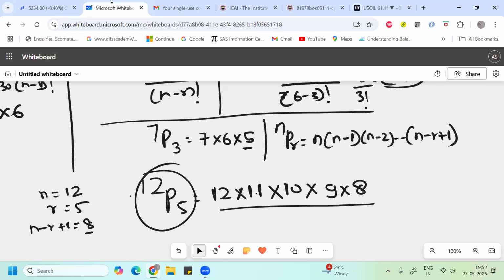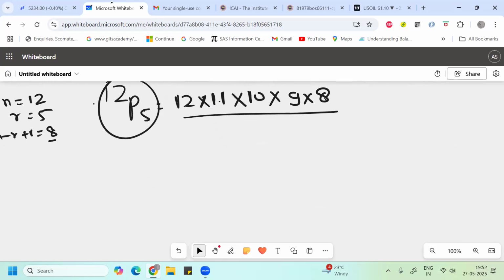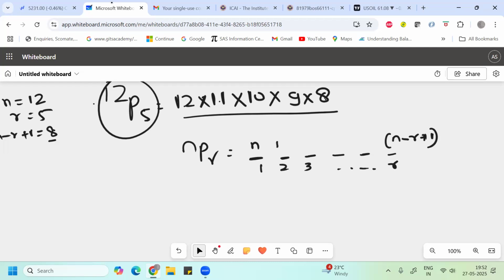And you have to fill that in r places. Whenever I'm writing nPr, you basically make r places like this: 1, 2, 3, 4. The last digit would be n minus r plus 1. That would be your last digit. Now you start with n, then n minus 1, then n minus 2. Like this you will do. Clear, everyone? You have to apply the logic this way.